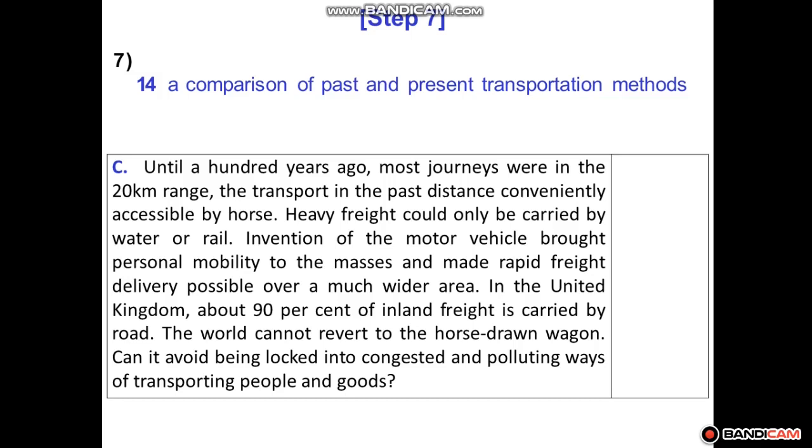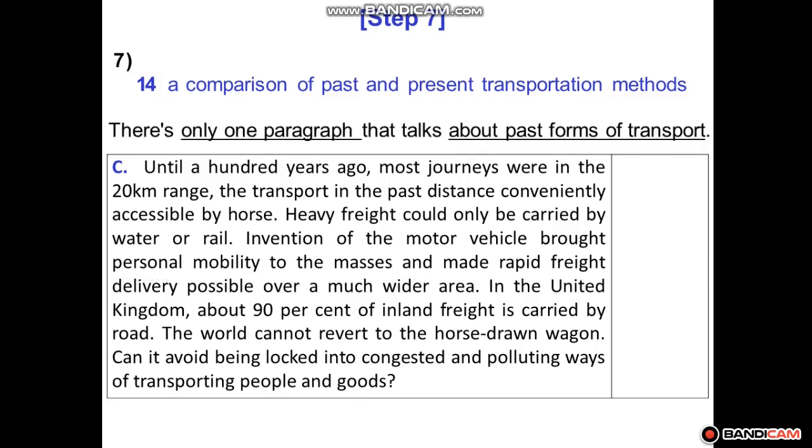Now, statement 13: a comparison of past and present transportation methods. This one is somewhere in the middle, maybe. See, it is C. There's only one paragraph that talks about past forms of transport, and that is this one, C. The keywords we have: transport in the past. So these are the best matches here. Transport in the past, see, about past forms. So this is the best match here.